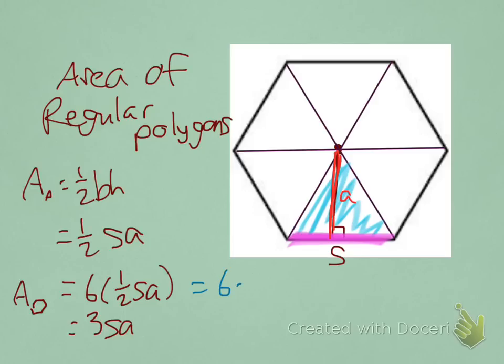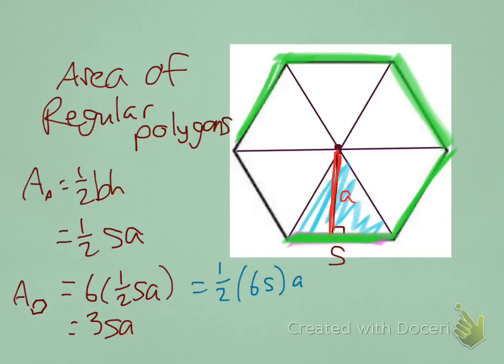6 times, I'll write the number in front, 1/2 times 6S times A. Now, why would I choose 6S? Well, if you think about it, 6S just means that you're starting with one of these side lengths. You have another one that's 2, another one that's 3, another one that's 4, another one that's 5, and another one that's 6, which means we just formed the what of this hexagon, or this regular polygon. Well, 6 times S is just your perimeter.